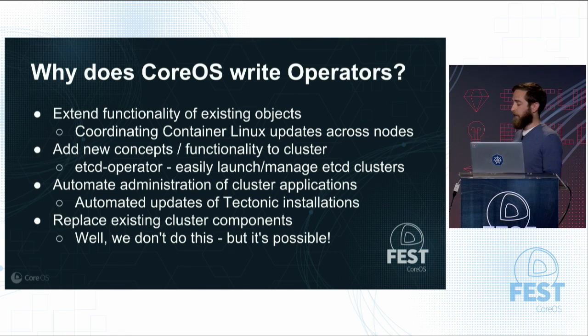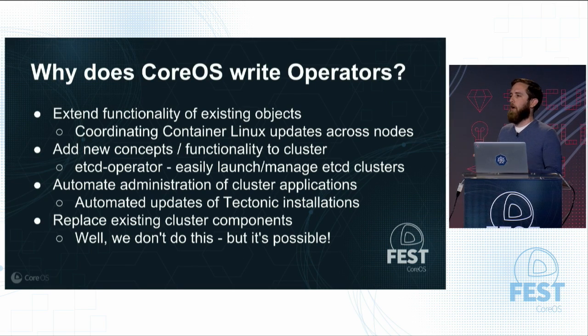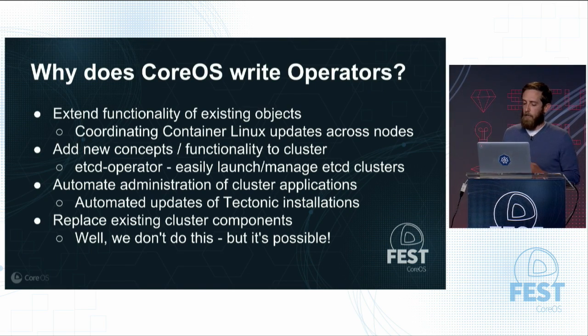Or adding entirely new concepts like the etcd operator, where this would allow you to create an object that says, I want a 3-member etcd cluster, and start cookie cutter stamping out new etcd clusters. That's not a concept that's built into Kubernetes, but we're able to build on top of Kubernetes and add new functionality in. Or automating administrative tasks. In Tectonic clusters, there's a whole bunch of different software that we're running inside of Kubernetes, and we want to be able to ship automated updates to those installations. The way that we do this is by writing operators that know the complexities of those softwares and their needs and what needs to happen during an update.